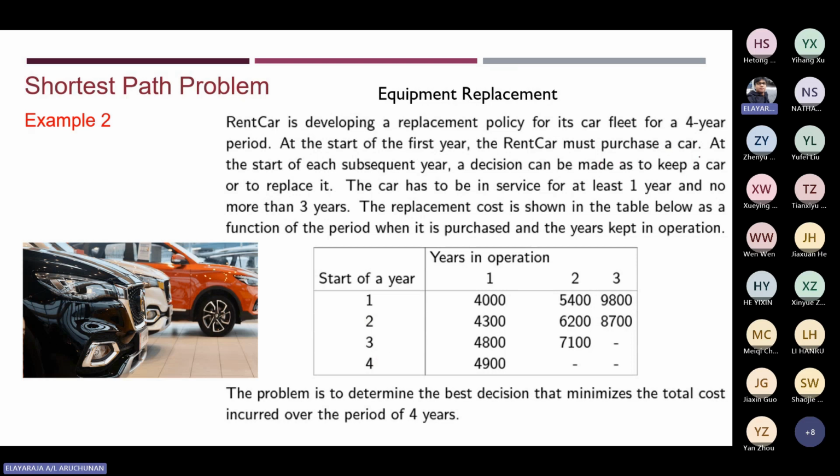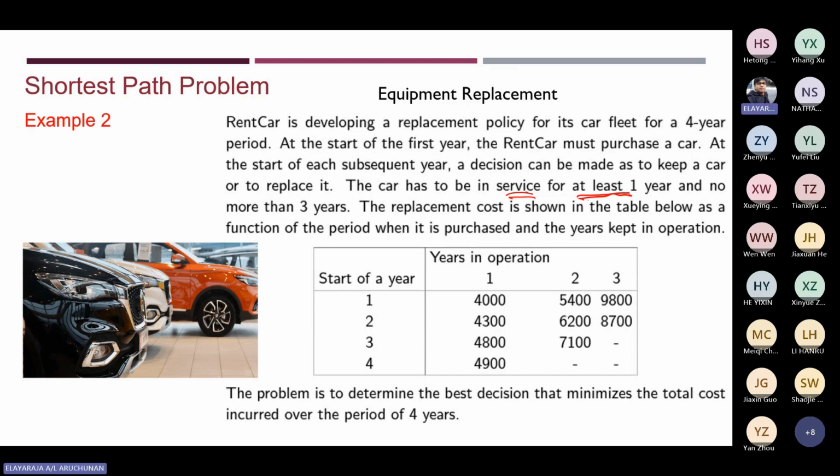Now we look at all the information that we have in the question. At the start of each subsequent year, a decision can be made to keep a car or to replace it. So they're given a decision: whether to keep the car or replace the car in the following years. This is a condition: the car has to be in service for at least 1 year, which is one of the essential pieces of information you should understand, in order to make the replacement. But it can be no more than 3 years. So the service has to be at least 1 year but cannot be more than 3 years. That is the condition you need to fulfill.